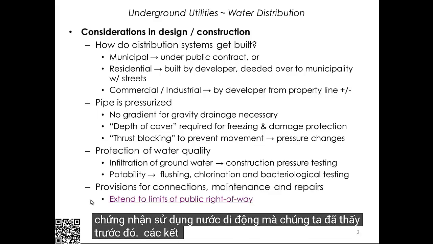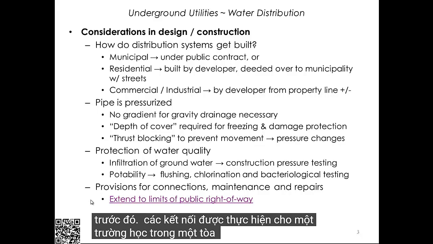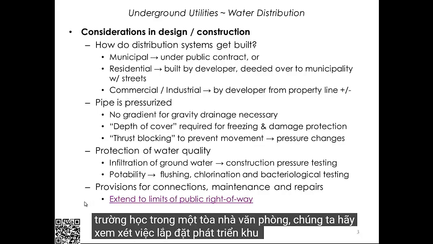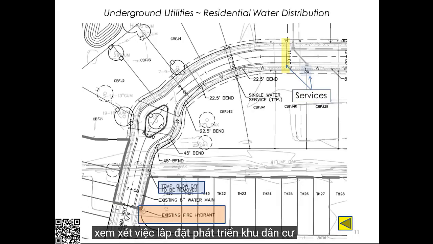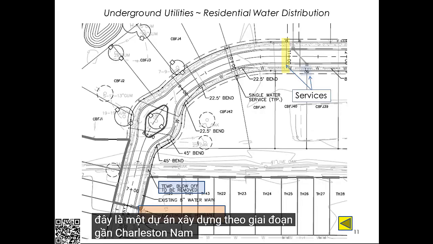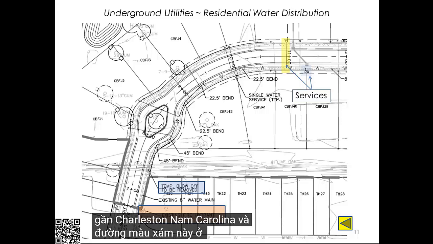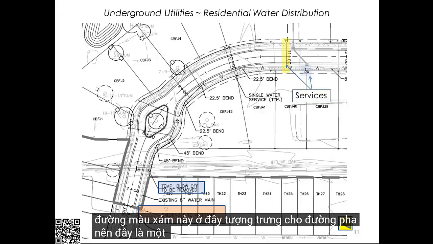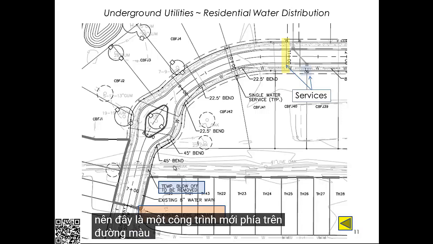We saw earlier how connections were made for a school and an office building. Let's take a look at a residential development installation. This was a phased construction project near Charleston, South Carolina, and this gray line here represents the phase line. So this is a new construction above the gray line.